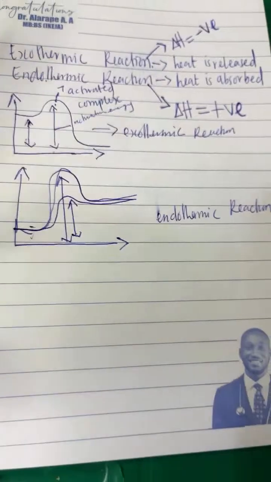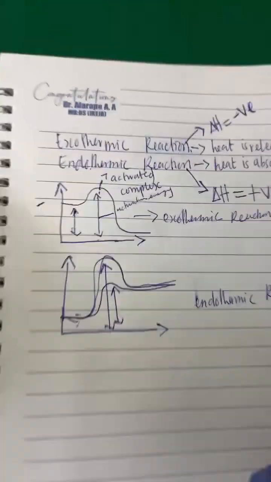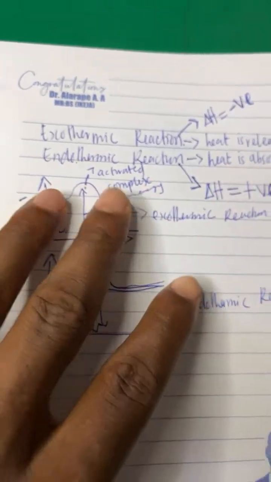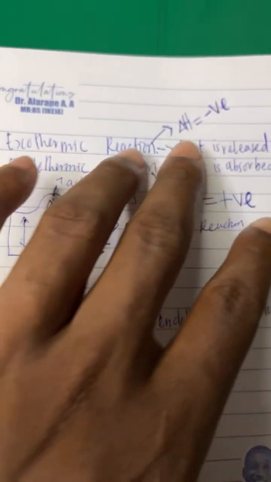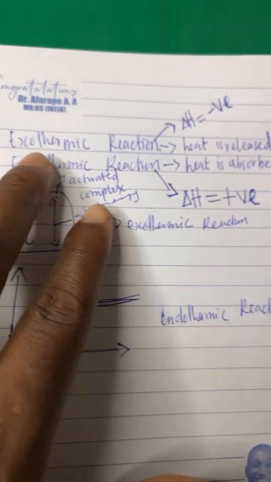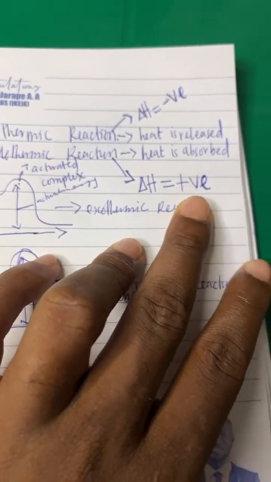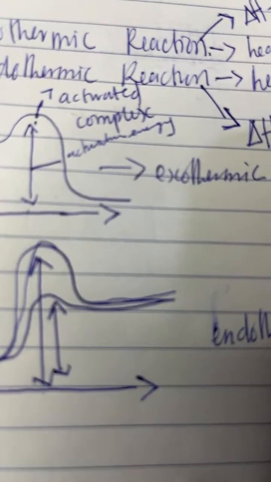I'm just trying to go into a place I'm not supposed to go. But people should not forget that for an exothermic reaction, heat is released, and for an endothermic reaction, heat is absorbed. For an exothermic reaction, delta H is negative. For an endothermic reaction, delta H is positive, right? Heat is released into the environment. I hope you guys are following me.